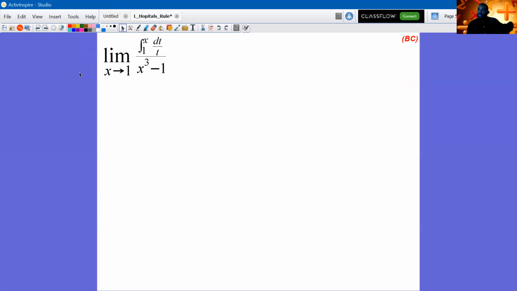Now this problem is an unusual problem because it involves a definite integral. And these types of limits you normally find in calculus BC. Okay, but again, the process is still the same. You have a fraction, and so we could use L'Hopital's rule if we wanted to see what happens. So let's talk about differentiability.